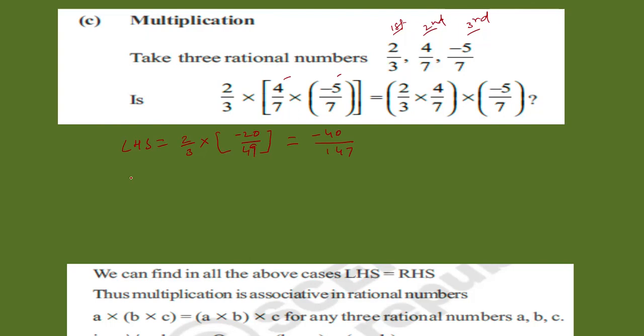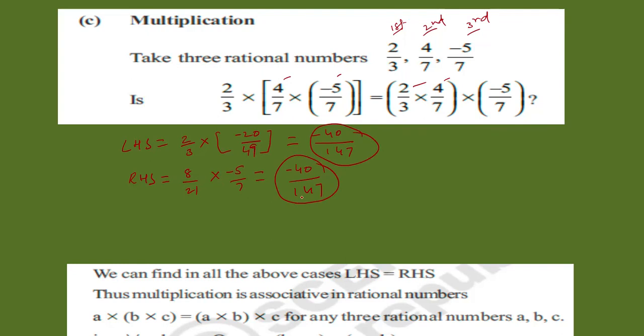Now as usual we can check the RHS part. 2 by 3 and 4 by 7 in the first instance, that means the first and second numbers. The product of the first and second numbers: you multiply both numerators, 2 and 4. 2 fours are 8. In the denominator, 3 sevens are 21. Then you write the third number, minus 5 by 7. Now you multiply. 8 into 5, 40. Plus into minus, minus. 21 sevens are 147.